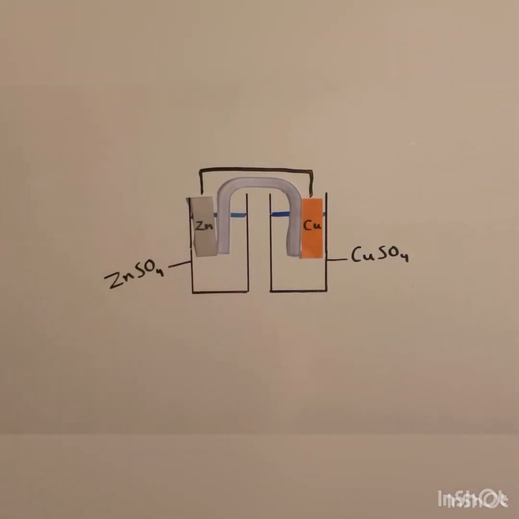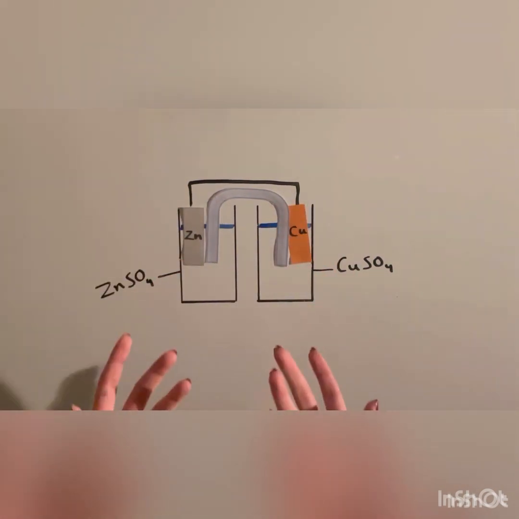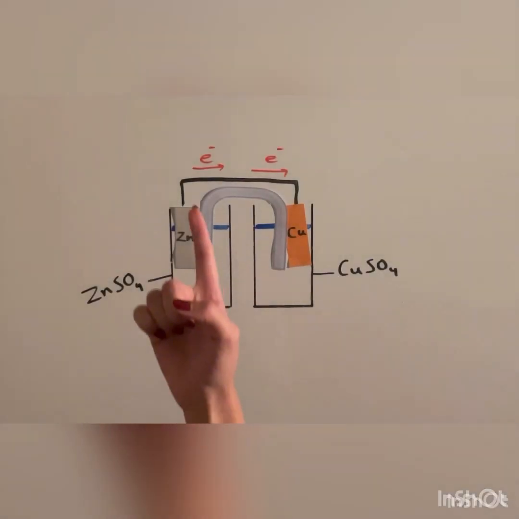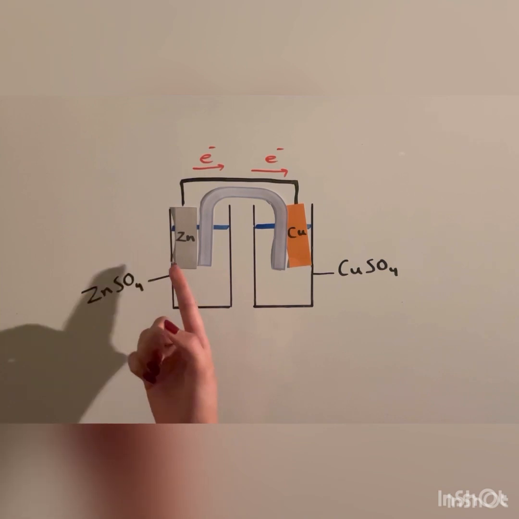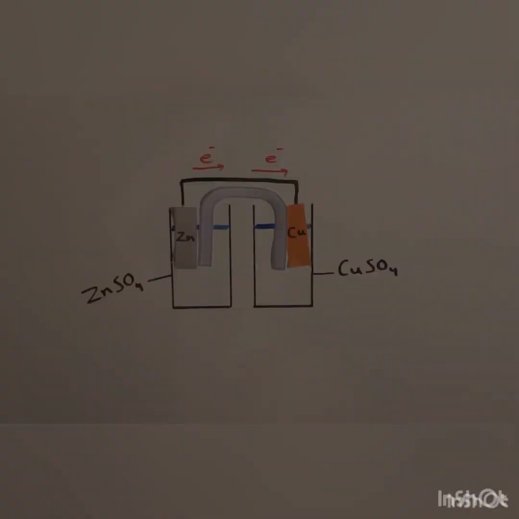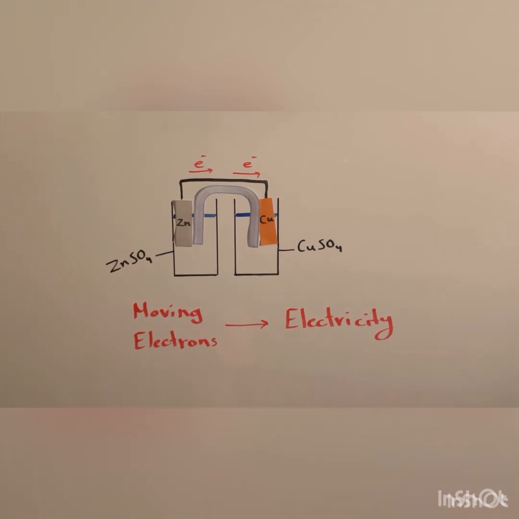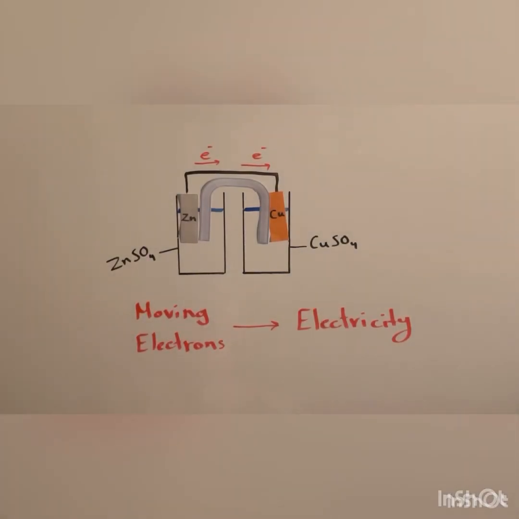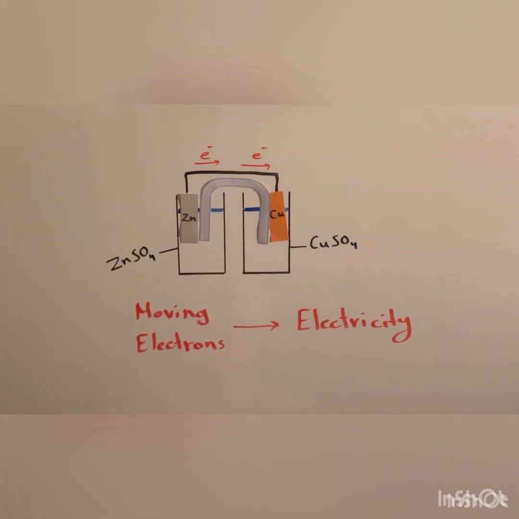The zinc electrode represents the oxidation reaction, while the copper electrode represents the reduction reaction. So when we connect these two electrodes by this wire, something will start to happen. Electrons will start to move through this wire from the zinc electrode, or the anode, to the cathode. So we can see that moving electrons generate electricity. Now let's understand what causes these electrons to move from the anode to the cathode.